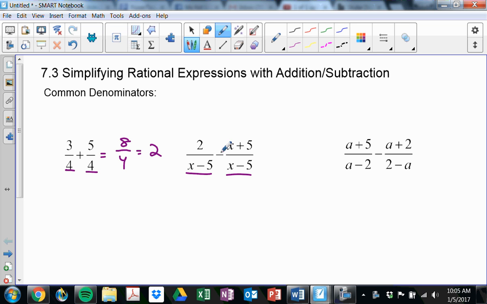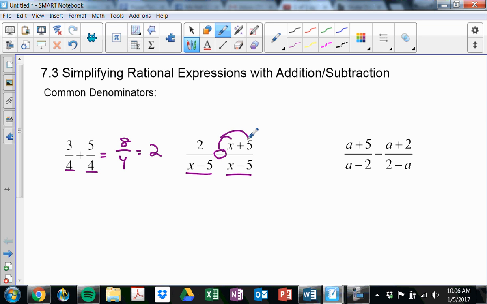And you have to be very, very careful about this subtraction right here. This subtraction has to distribute to everything. A very common mistake is to not distribute that negative. So the top of this will actually become 2 minus x minus 5, and the bottom stays the same, it's just x minus 5. The denominators don't change, the numerators do, and I simplify. 2 minus x minus 5 is actually negative x minus 3.